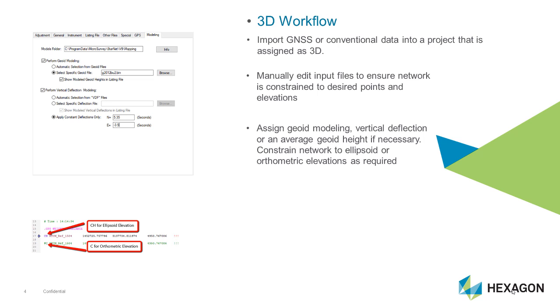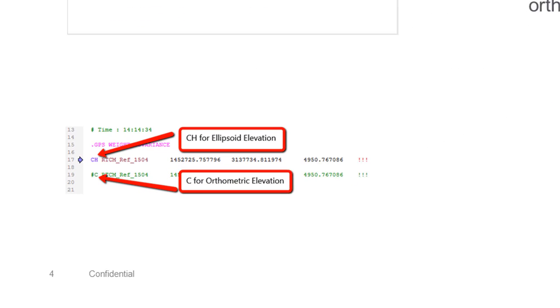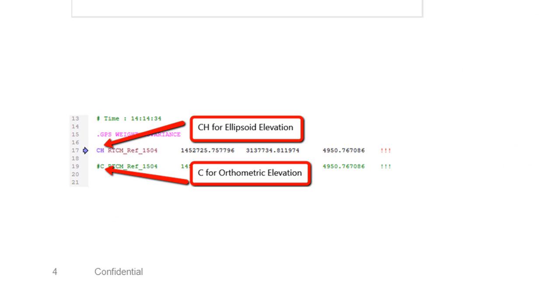You can also assign a vertical deflection file, or you can input the eta and xi values directly in the deflection section. You'll also notice in the bottom left that you've got an option of constraining your project either to a CH record, which is ellipsoid, or a C record for an orthometric elevation.